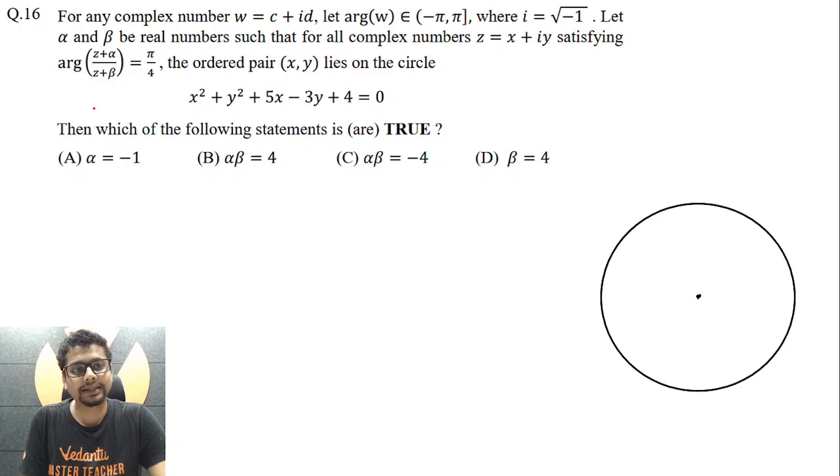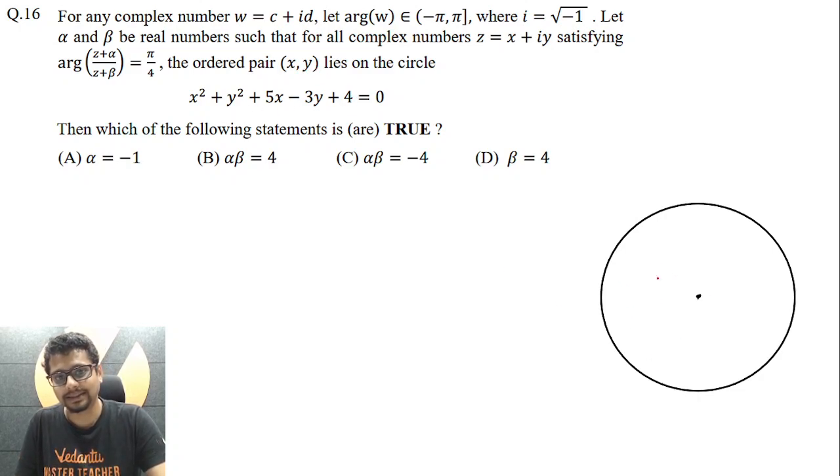So when I say argument of z plus alpha by z plus beta, it is essentially argument of z minus minus alpha divided by z minus minus beta, and this is pi by 4. So that means z is moving on an arc of a circle, having minus alpha and minus beta as endpoints of a chord which subtends a 45-degree angle at the periphery. And that's what has been given also, that the ordered pair x comma y lies on this circle.